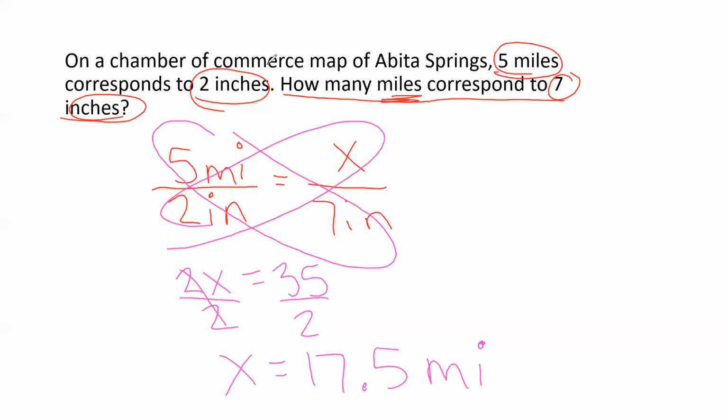And for your final answer, see where the X was located. It was at the top. The top had miles, so I knew it was miles. So this is how you solve a proportion word problem.